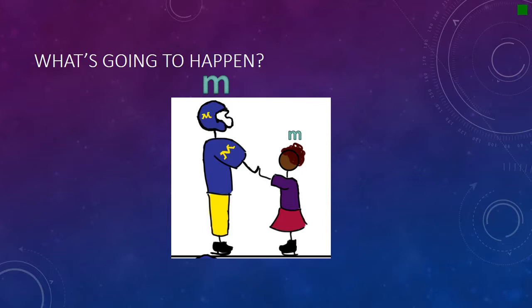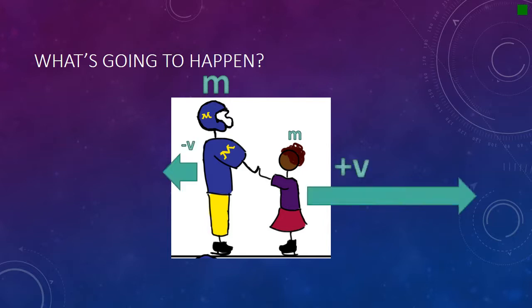But what's going to happen if our two objects do not have the same mass? So here we have this big Michigan football player and this tiny gal on ice skates, and they're going to push off of each other. So go ahead and make a quick prediction. Okay, let's see what happens.